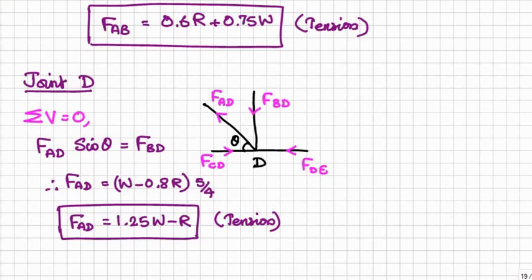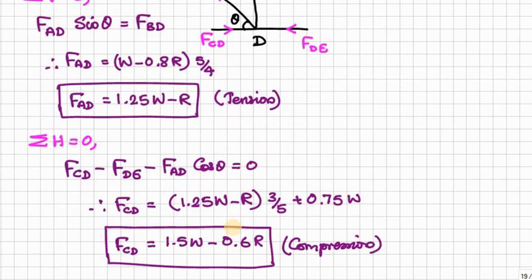So now consider joint D, where we have four members meeting: DE, CD, AD, BD. Okay. So just apply sigma V is equal to 0. So only AD and BD will be involved. Therefore, FAD is equal to this value, tension. Again apply sigma H is equal to 0 to get the value of force in CD.